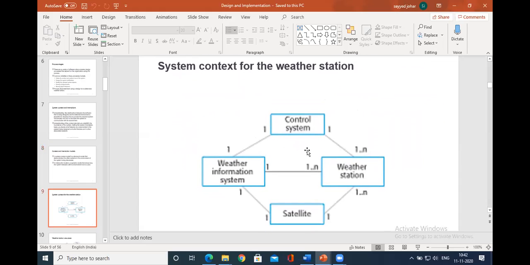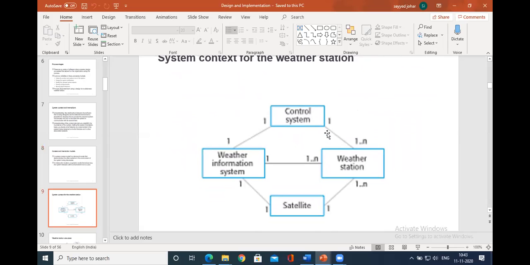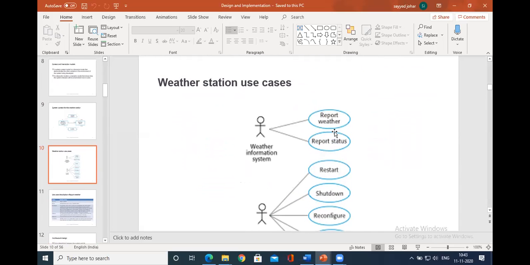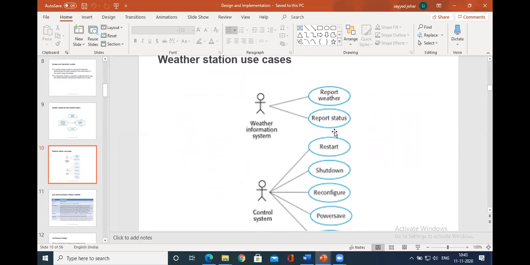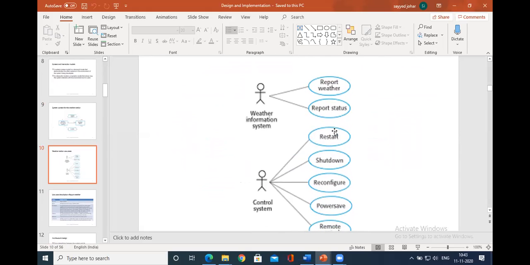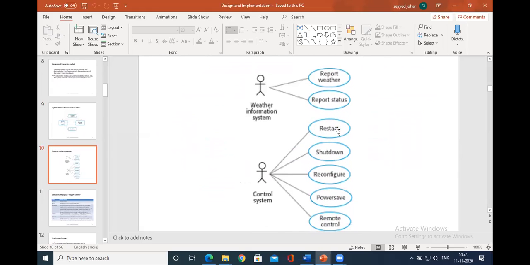This diagram represents the system context for the weather station. An important point: it represents the context model for a weather forecasting system. Similarly, you have a use case diagram for the weather station use cases. We identify the weather station using use cases. We use different use cases over here.